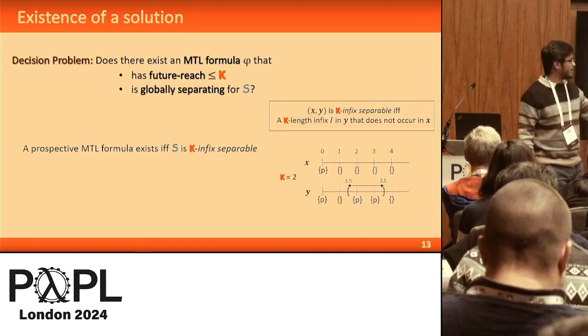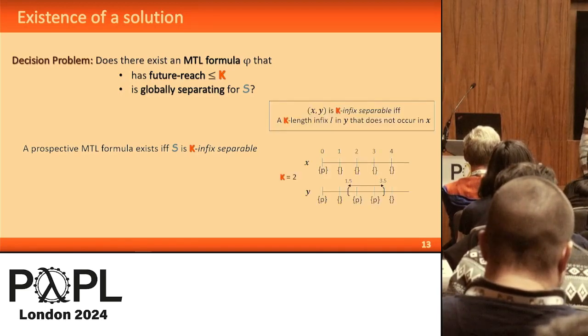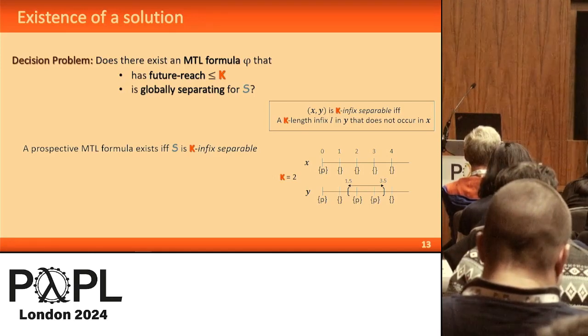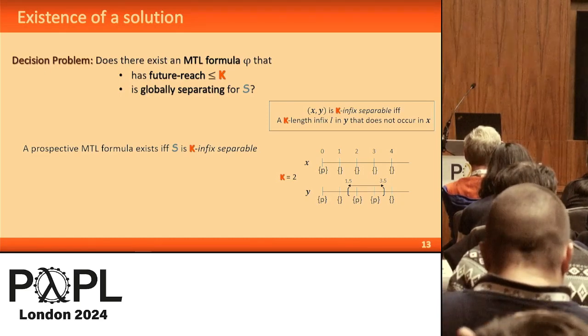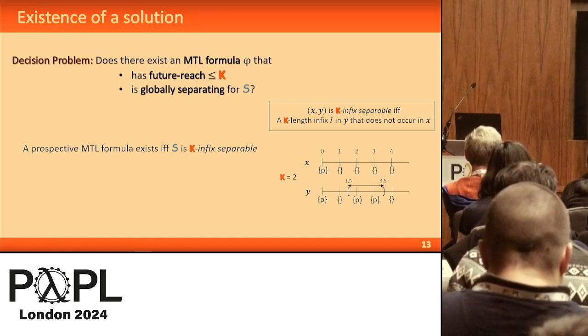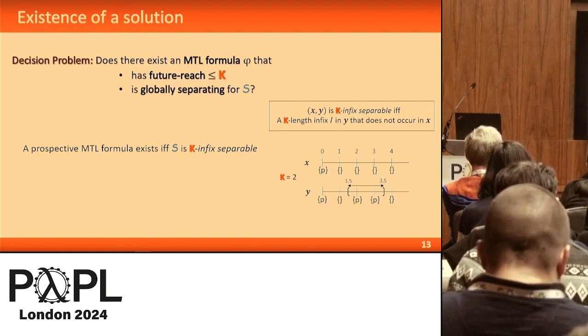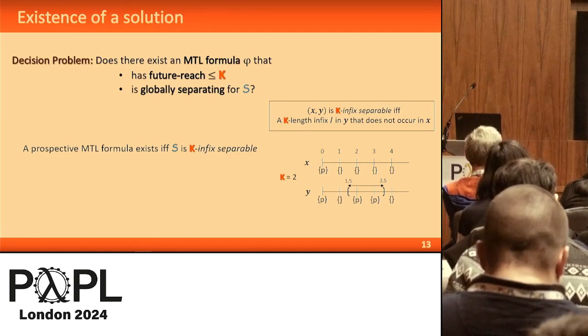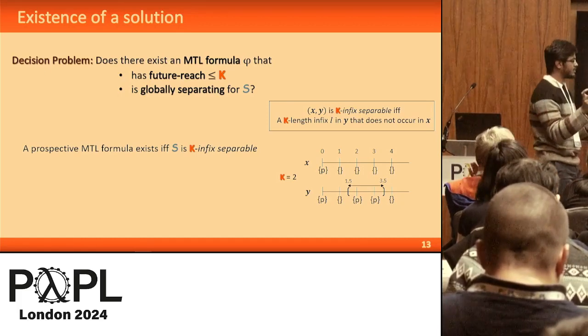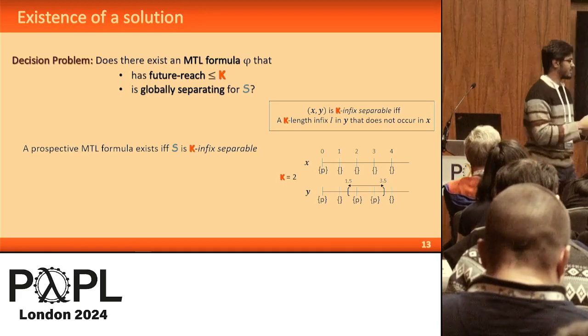So I will explain this property on a very simple sample of one positive and one negative example. We say x and y are k-infix separable if there is a k-infix, or a portion of y, that does not occur in x. As an example, here is a two-length portion of y which does not occur in x, whereas there are two occurrences of p in x. So we can actually use this portion to construct a globally separating formula.